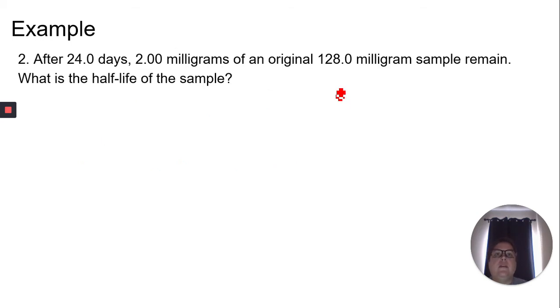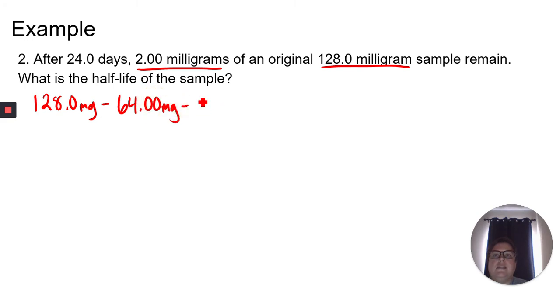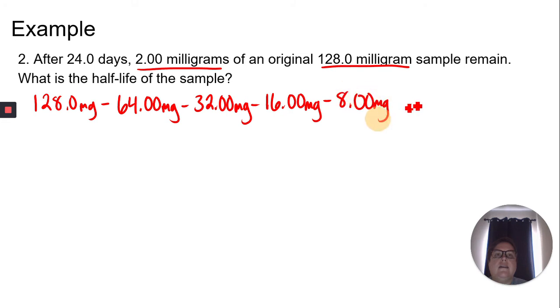In this example, we're given 2 amount values. So we have 128 milligrams and 2 milligrams. So we're going to take 128 milligrams and we're going to divide it by 2 until we reach 2. So half of 128 is 64. Half of 64 is 32. Half of 32 is 16. Half of 16 is 8. Half of 8 is 4. And then half of 4 is 2.